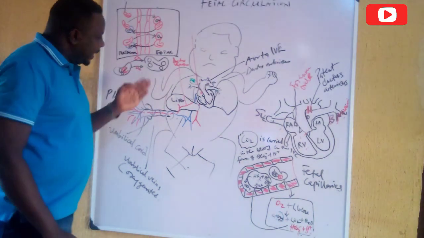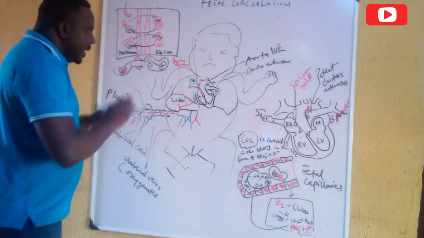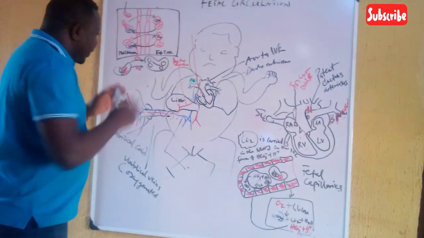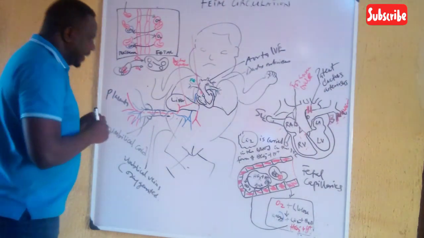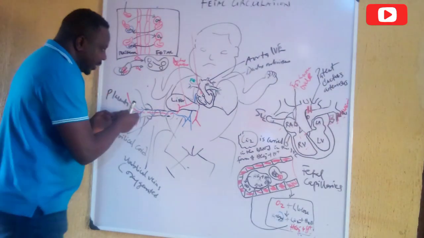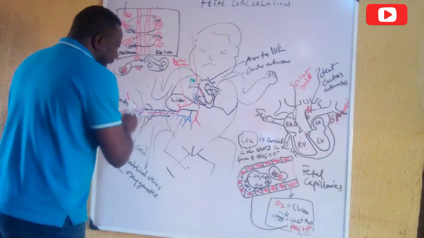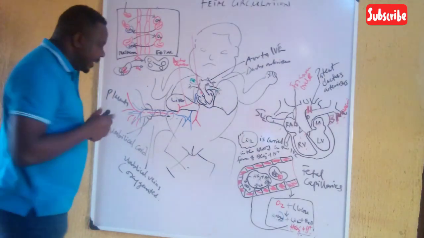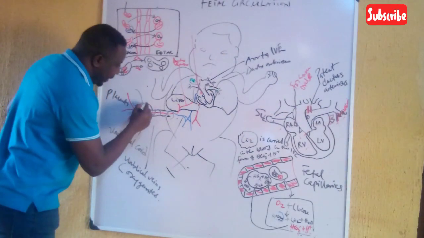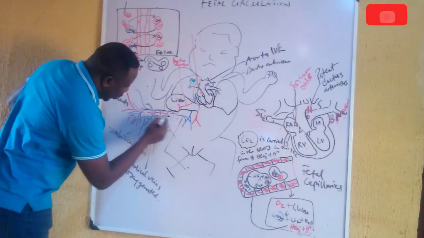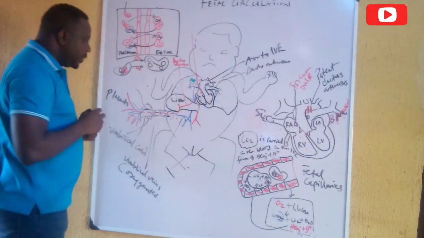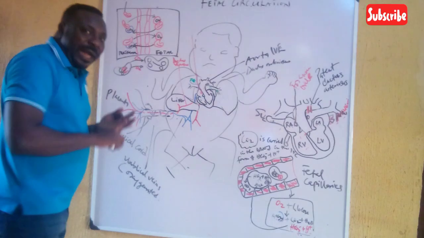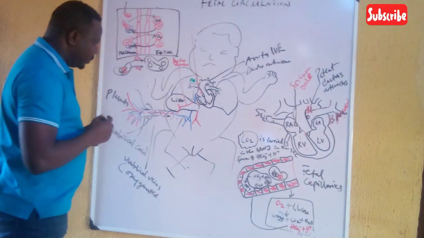But in fetal circulation, there is a whole lot of differences. First of all, the placenta is present, and there's a connection between the placenta and the fetus. And that connection is what is known as the umbilical cord. Now, the umbilical cord has two arteries and a vein.